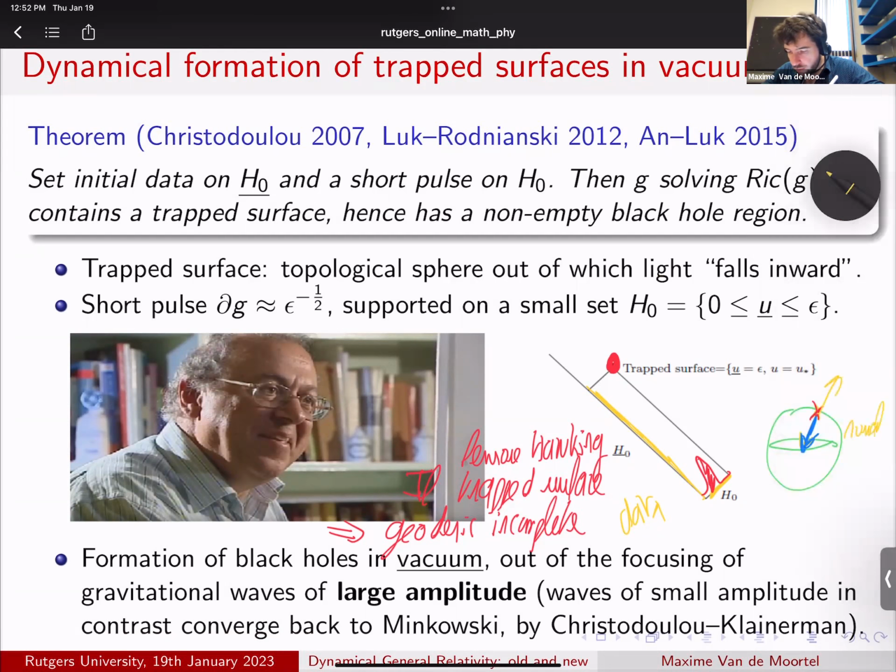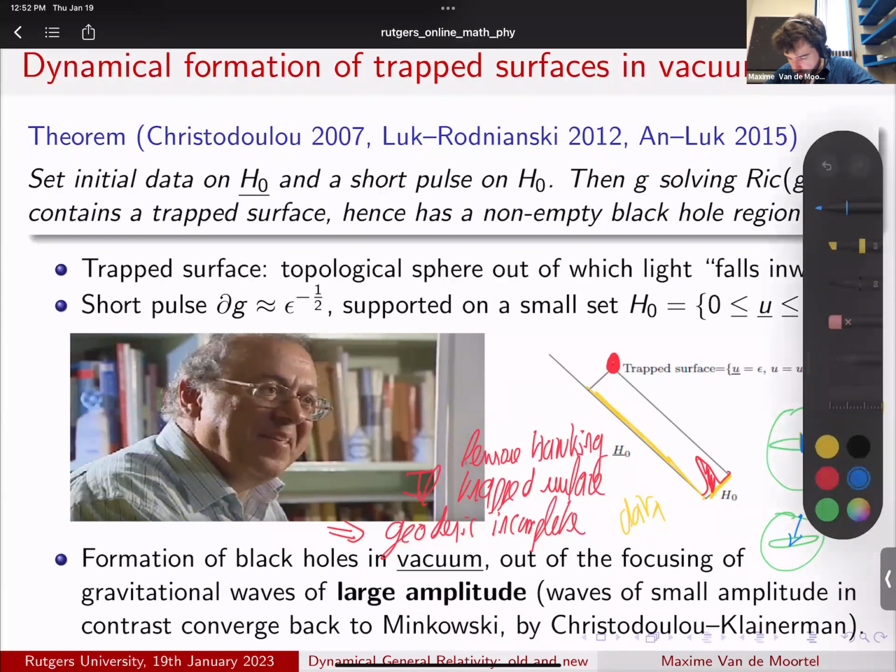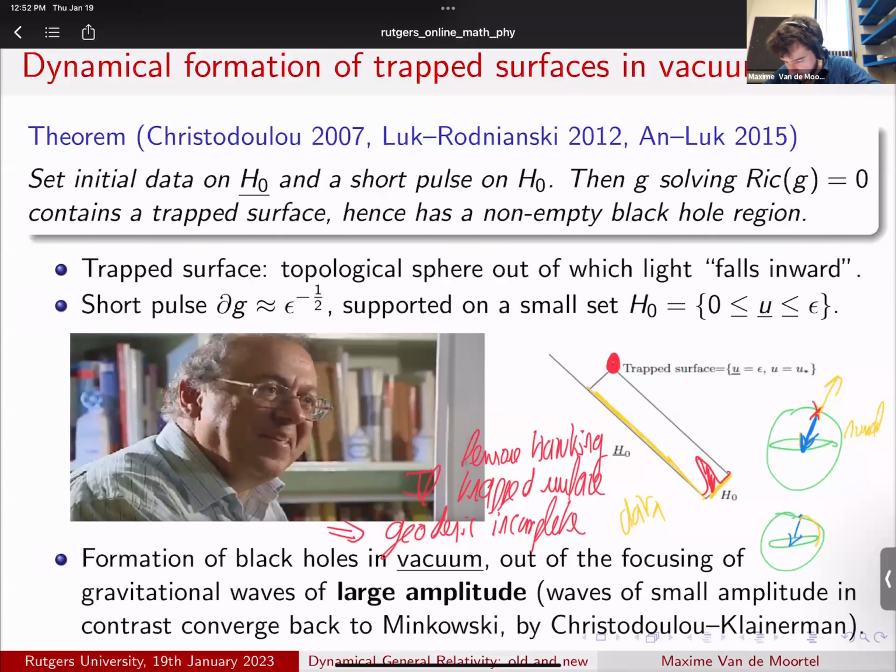If the sphere is trapped, a sphere on another surface, then you can still send light inside, no problem. But whenever you try to send light outside, for some reason, it goes back in. So that's why it's called trapped.